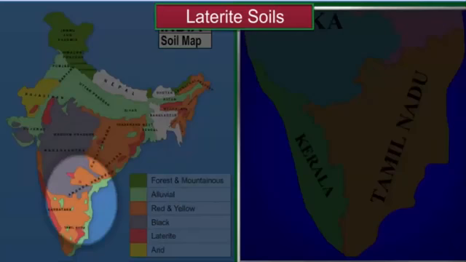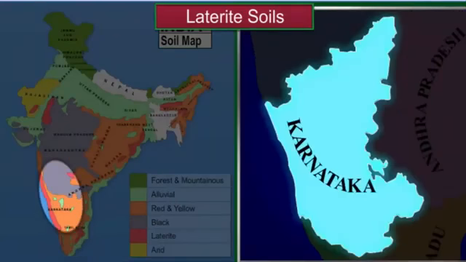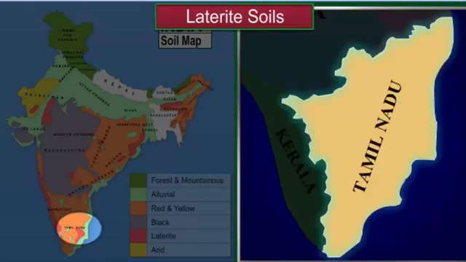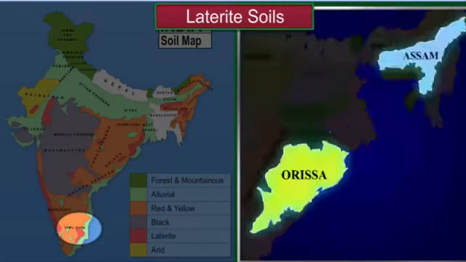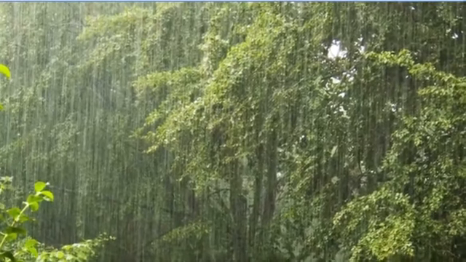Laterite soils are found in Kerala, Karnataka, Madhya Pradesh, Tamil Nadu, and parts of Orissa and Assam. All these areas experience high temperature and heavy rainfall.